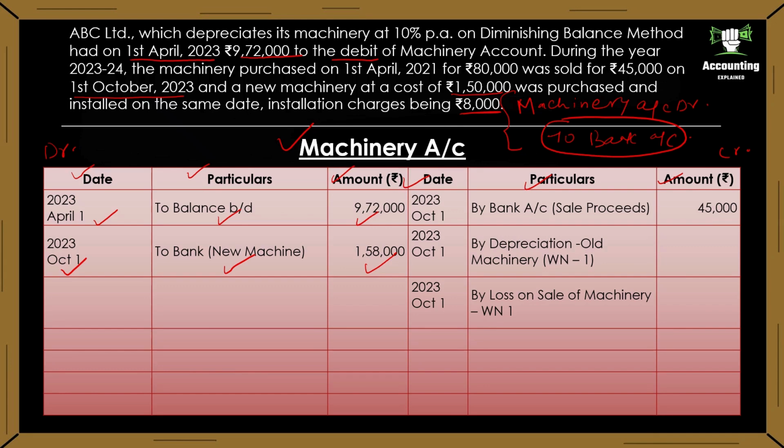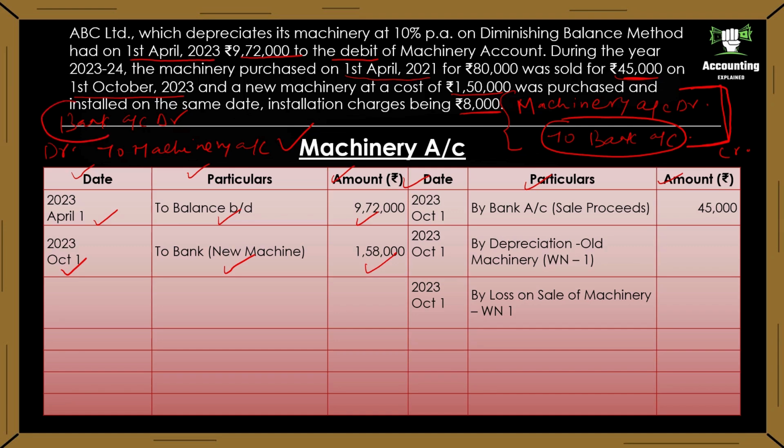That is the foundation of the financial accounts. Okay. Now coming to the question. Next, on 1st October 2023, you have sold the machinery which was bought on 1st April 2021 for 45,000. For that you have to pass entry for the sales, right? That will be the reverse entry of the purchase. So bank account debit to machinery account. This is the journal entry you have to pass.